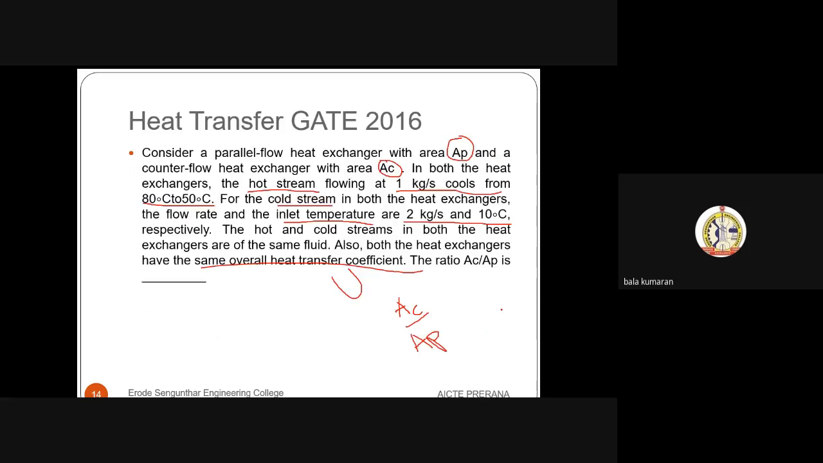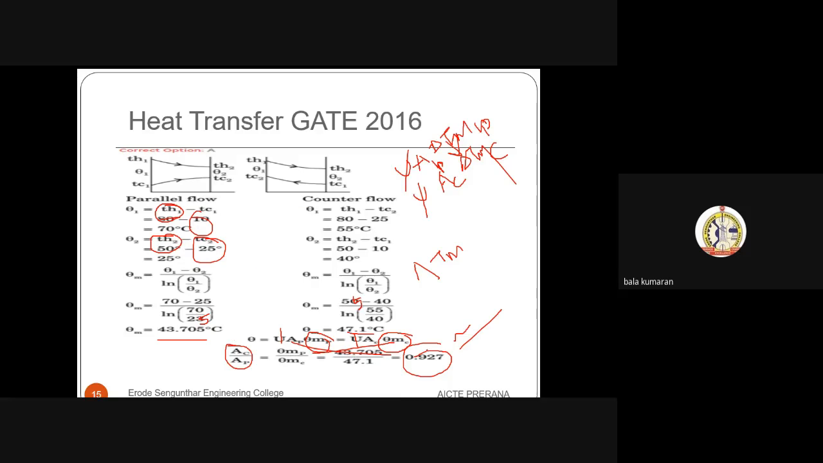So this is a fill in the blanks question, and you should do it like this. If there's a ratio, that means two things will be equal, and for the equal components we should cancel the unwanted things. U and U cancel, and we apply this value here. We will get AC by AP equal to del Tm of parallel flow divided by del Tm of counter flow. We have to find the del Tm, and for that we should know the temperatures. We apply the temperatures and find out the answer. So the final answer will be 0.927.